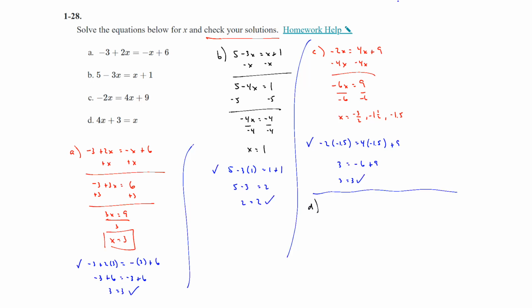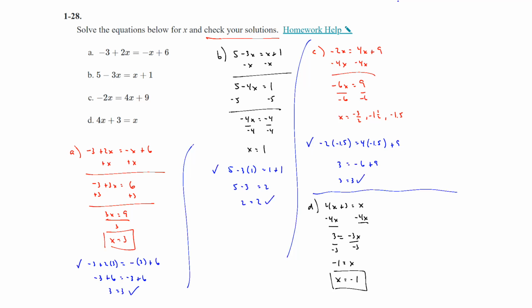And the last one, D, 4x plus 3. Now this time on the right side is equal to x. There's only an x term on the right side, so I don't really want to subtract that x. I'll just subtract the 4x. Even if it does give me a negative, that's okay. And then we can divide by negative 3. So negative 1 is equal to x, or x is equal to negative 1.